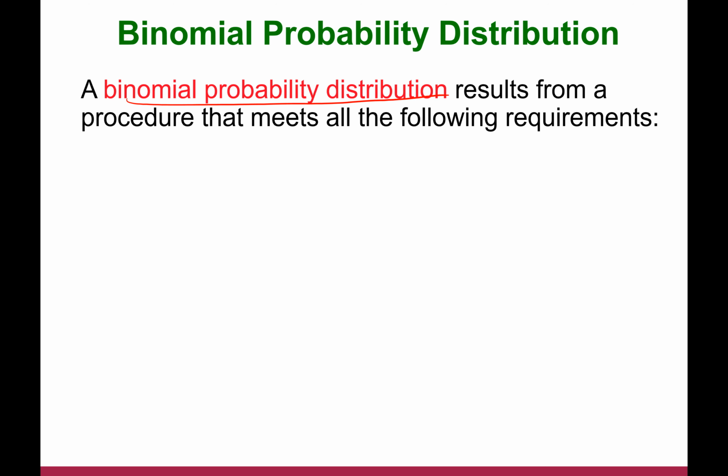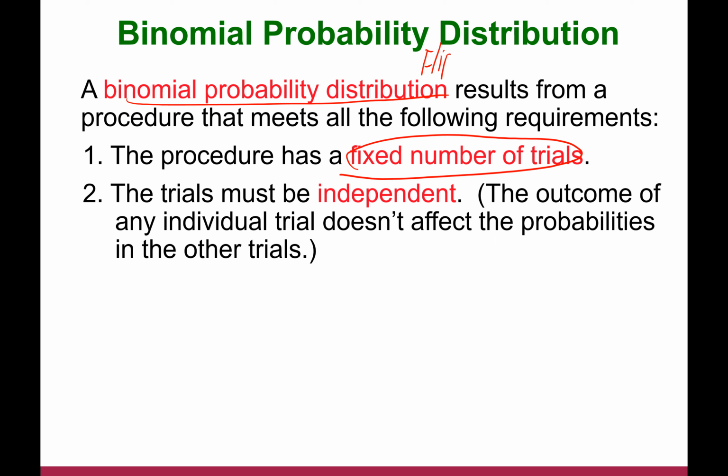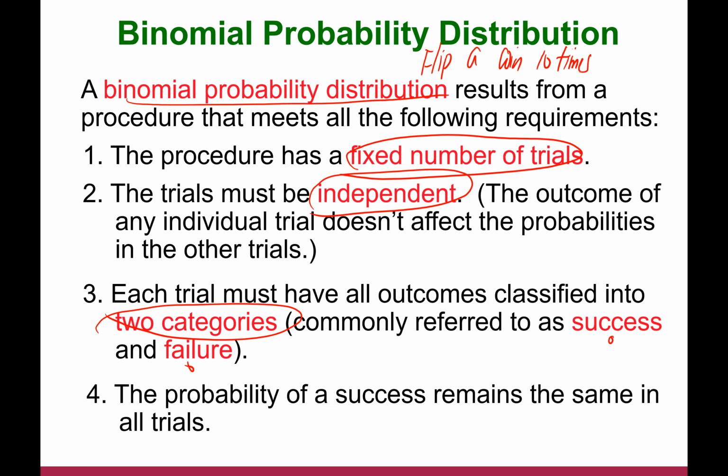So a binomial probability distribution results from a procedure that meets all the following requirements. First, a fixed number of trials. The procedure has a fixed number of trials: flip a coin 10 times, so we have 10 trials here. The trials must be independent, so getting the first head does not guarantee you getting heads throughout the whole trials. Each trial must have all outcomes classified into two categories, head or tail, commonly referred to as success or failure. So getting a head is a success, getting a tail is a failure. The probability of success remains the same in all the trials, so the probability of head remains the same.